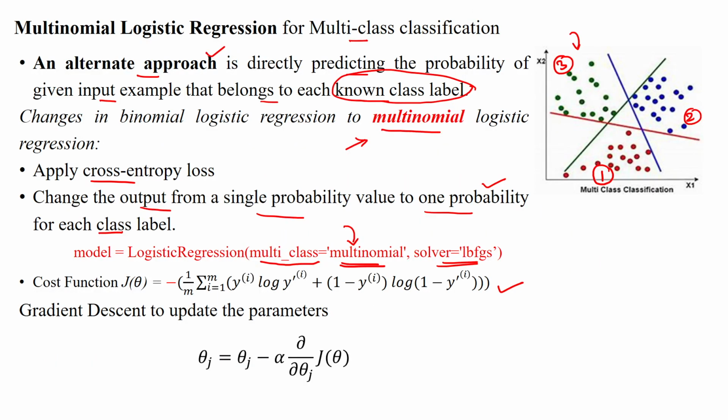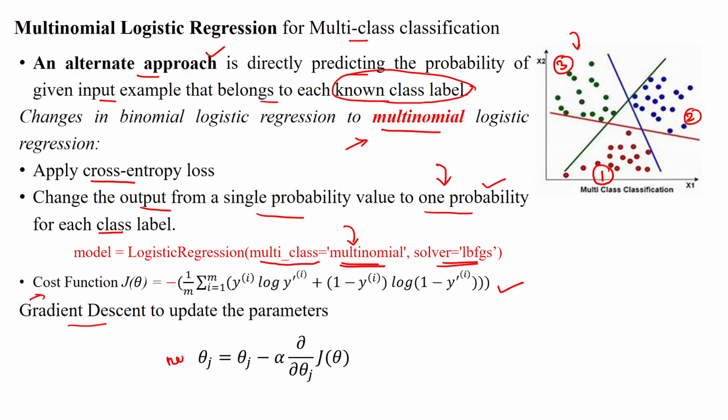As per this approach, it directly classifies the classes by assigning a probability value to each class. Then we apply the cost function, the cross entropy cost function, to calculate the error. If there is an error, we can apply gradient descent to update the parameters.